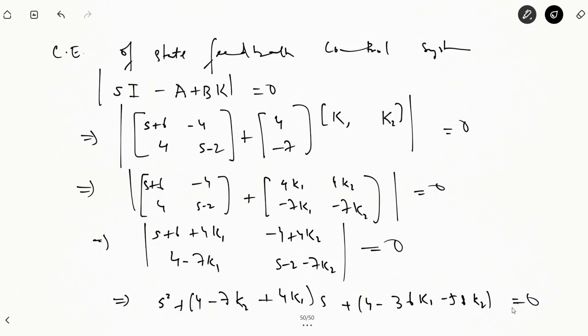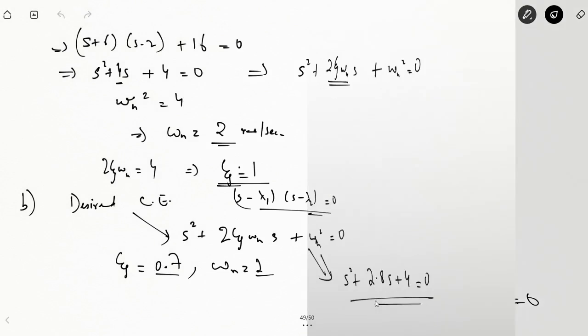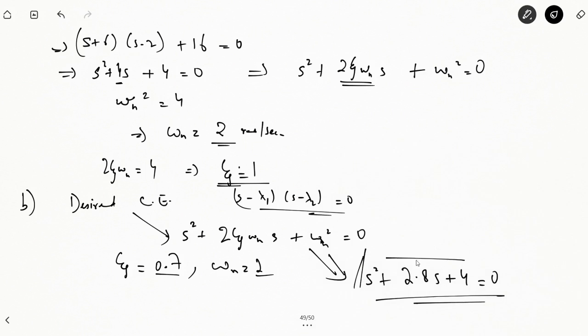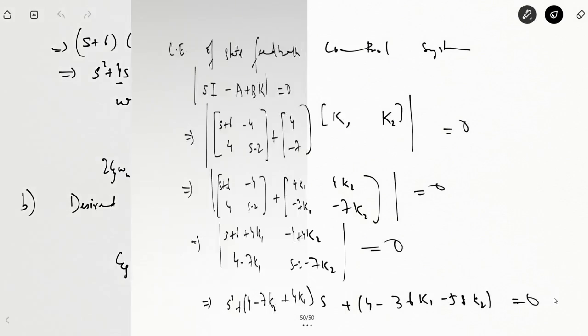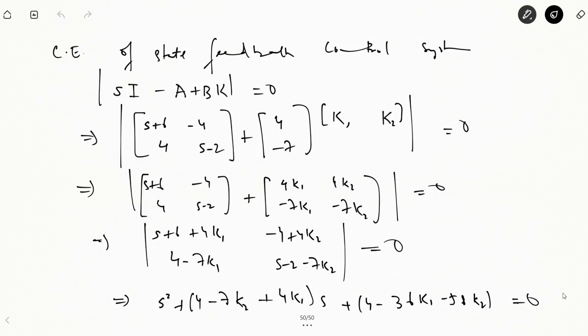Right? So you are getting this equation. This is your characteristic equation of the state feedback control system, equation number 1. This is your desired characteristic equation, equation number 2. Now comparing equation 1 and 2.